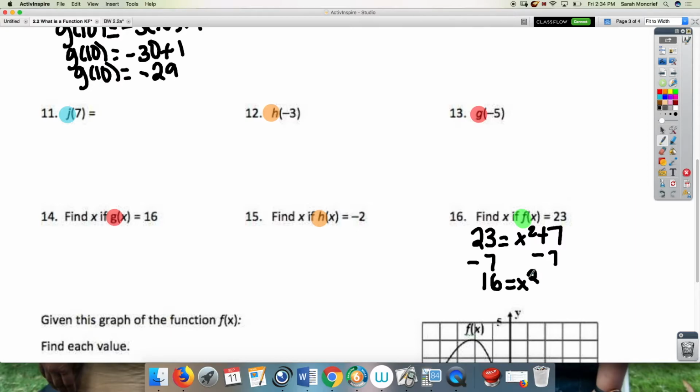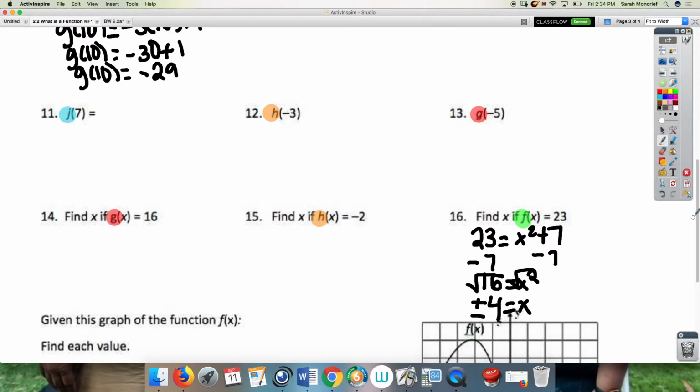I now have an x squared. How do I get rid of an x squared? Take the square root. Sorry, that's not a lot of room. But what is the square root of 16? 4. Is it only 4? Negative 4 too. Yes, remember, the square root of any number is both positive and negative.